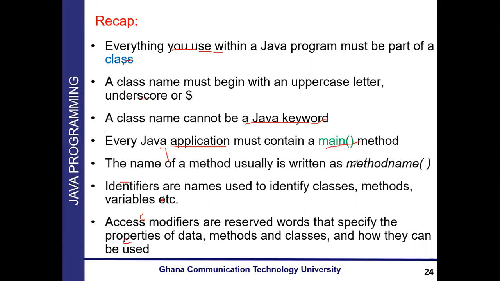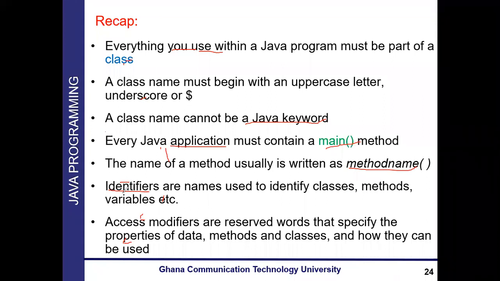A method is usually written as a name followed by the open and close parentheses. So once you see that, that is a method in Java. Then we have what we call identifiers. That's the names that we give. And most of the time, we try to make the identifiers meaningful. So they should mean something.